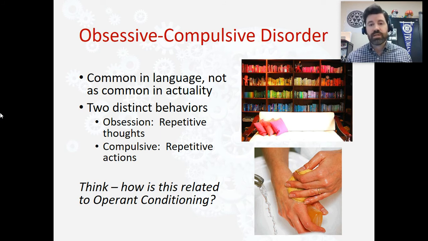Now, you might be washing your hands a lot these days, but we're talking about washing your hands 400 times in a day. The obsession is, I'm going to get some germ that's going to make me very, very sick. So the compulsion is, I'm going to wash my hands 10 times in a row. And if I do that, I don't have to think about that obsession anymore. It makes that obsession go away. So the behavior is increased, it's reinforced by taking away something you don't want, the obsession of getting germs.